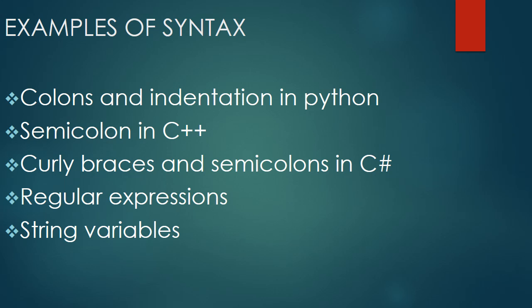Regarding the first one, colons and indentation in Python are used to mark the beginning of a block of code, and indentation is used to structure code. Semicolons in C++ are used to mark the end of a statement or command. Curly braces and semicolons in C# are used to structure the code.